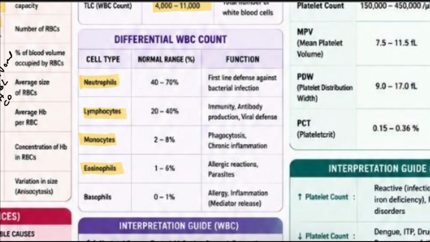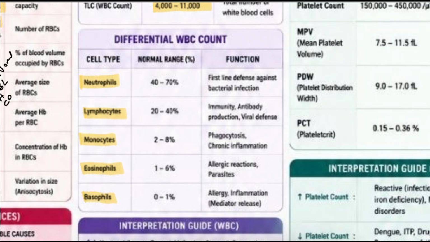Next we can see eosinophils. The normal is around 1 to 6%. The main function: if any patient has allergic reactions or parasites, the eosinophils will increase. So with high eosinophils we have to think of allergy, parasites and asthma.